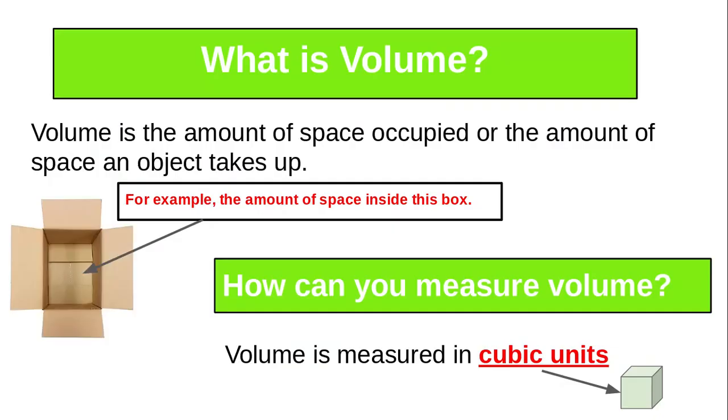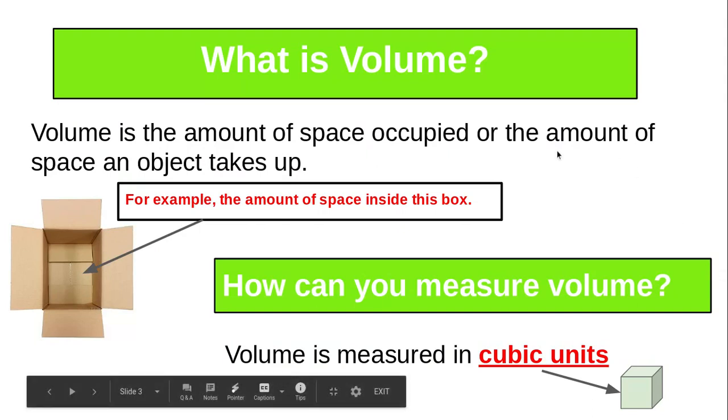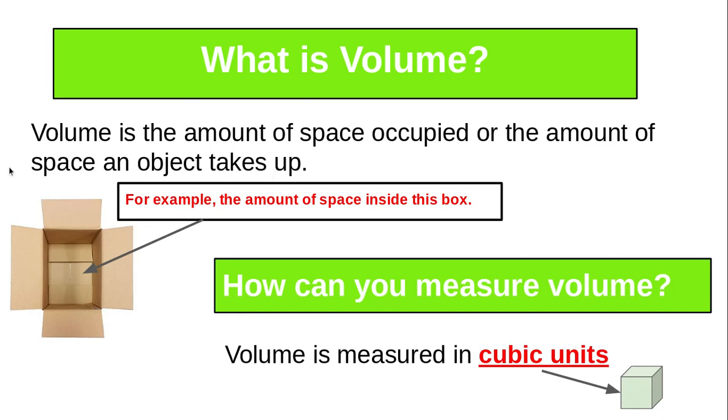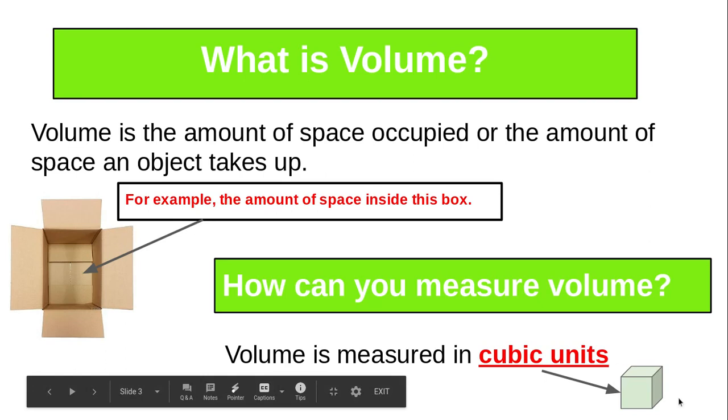What is volume, you ask? Volume is the amount of space occupied by a solid, or the amount of space an object takes up. So for example, the inside of this cardboard box would be its volume. Now, how do we measure that volume? Volume is measured in cubic units, unlike area, which is measured in square units.